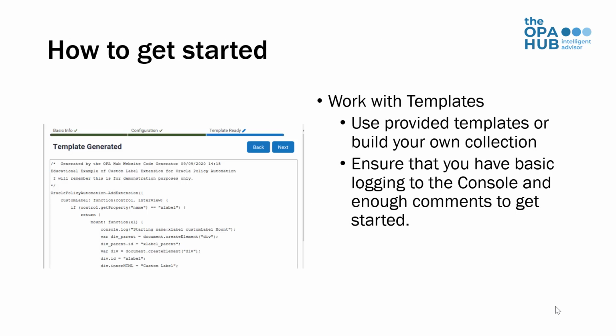How do we get started? Well, you can write one from scratch, or you can work with a template. And on the opahub.com, we have a code generator which helps you get started by helping you generate some sample code that you can use for your experimentation or just use to save time. It's handy because it ensures that you have basic logging and that you have all the basic event keys in your code. So let's go and have a look at how that might work for an input extension.